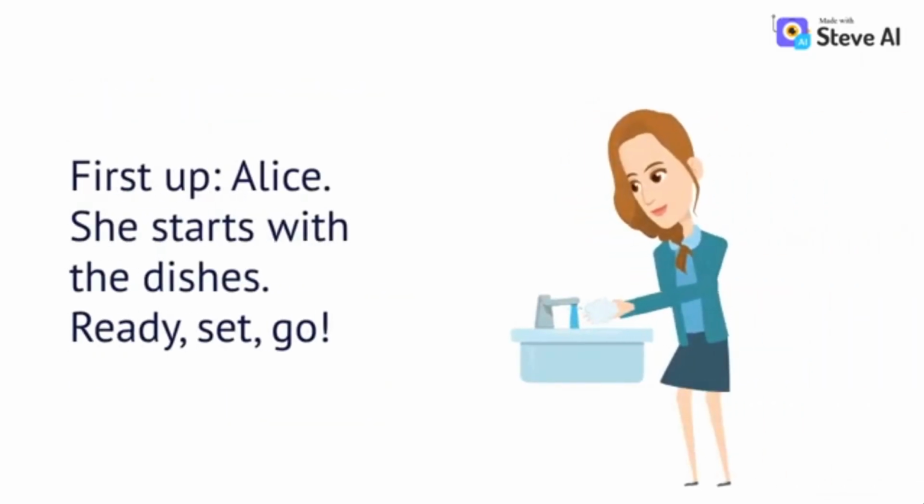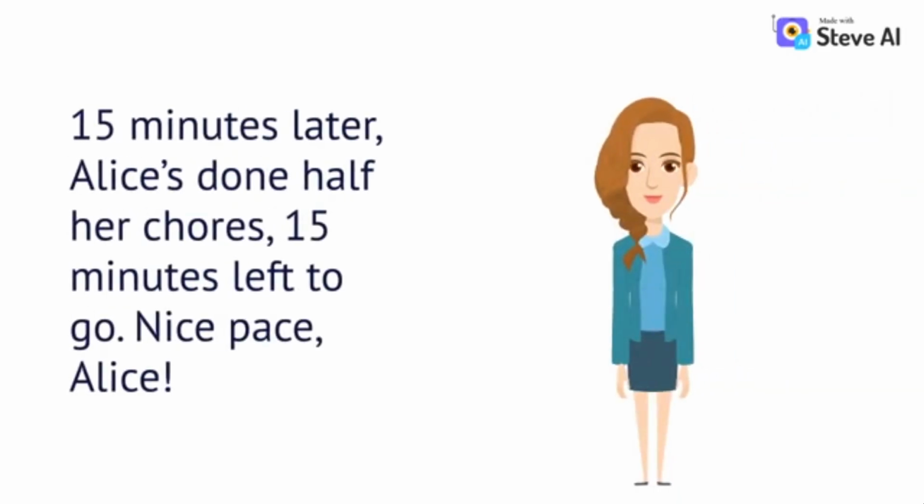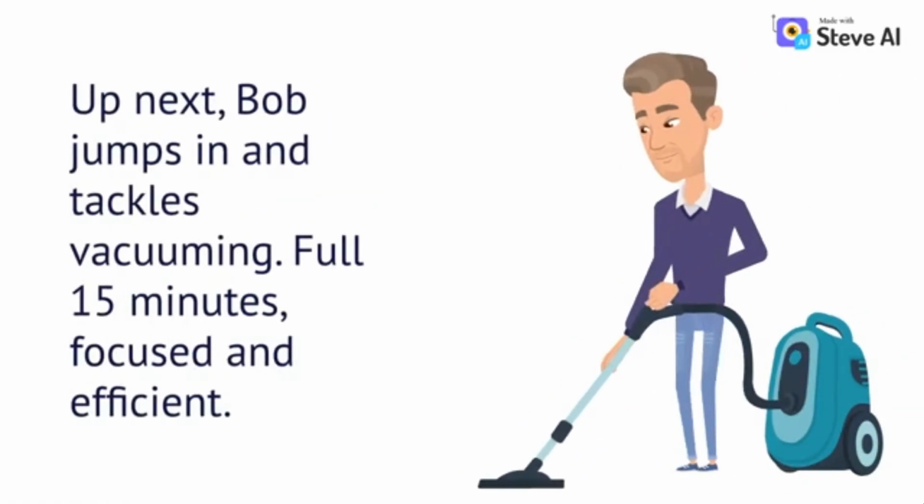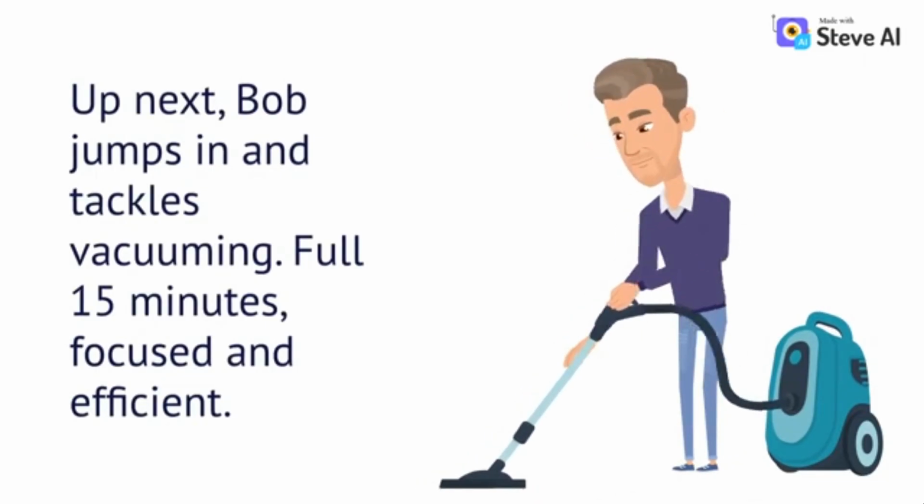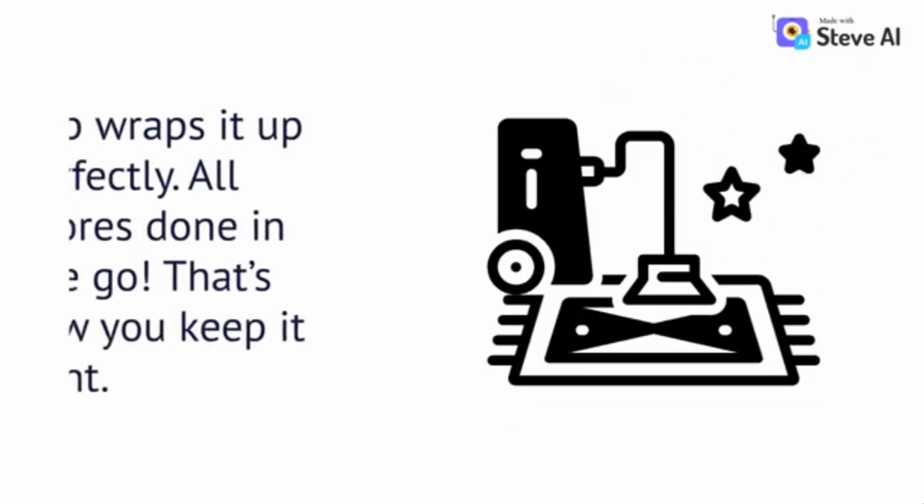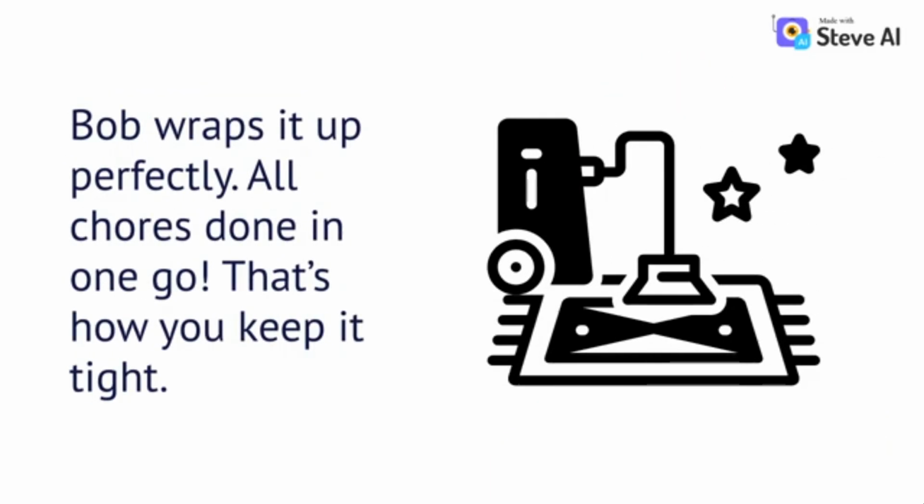First up, Alice. She starts with the dishes. Ready, set, go. 15 minutes later, Alice has done half her chores, 15 minutes left to go. Nice pace, Alice. Up next, Bob jumps in and tackles vacuuming. Full 15 minutes, focused and efficient. Bob wraps it up perfectly. All chores done in one go. That's how you keep it tight.